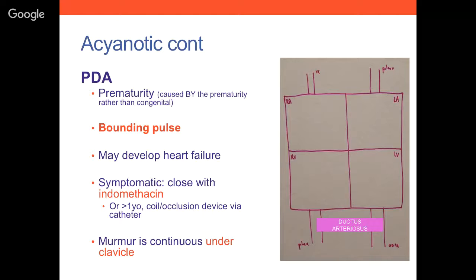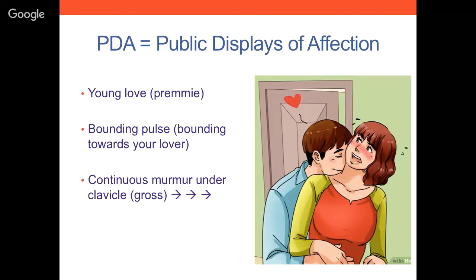Cool. I'll give you my story with PDA. So it's public displays of affection. Yeah, PDA. So young love, like these gross teenagers all making out. So premies, yeah. Bounding pulse because they're so in love that their pulse is bounding. And it's like some gross people kissing each other's clavicle, just a continuous murmur under their clavicle. Yeah, pretty gross. Not going to forget it.